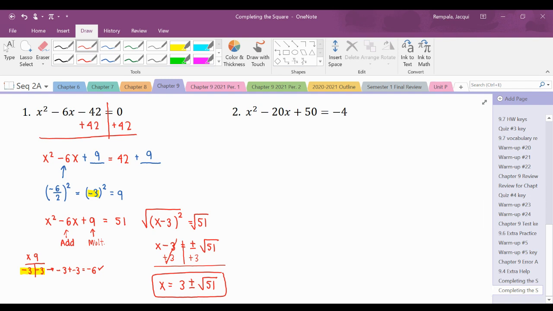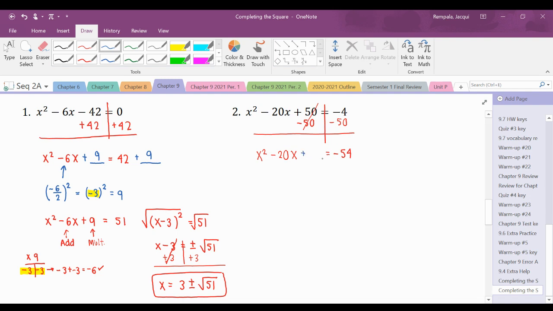So taking a look at the next example, x squared minus 20x plus 50 equals -4. Notice I want to get the 50 away from the x's. So to move a positive 50, I am going to subtract it. That gets rid of that. I still have x squared minus 20x. Now that's going to equal -4 minus 50, which is -54.